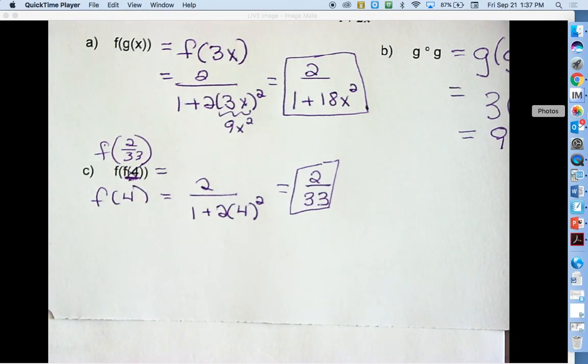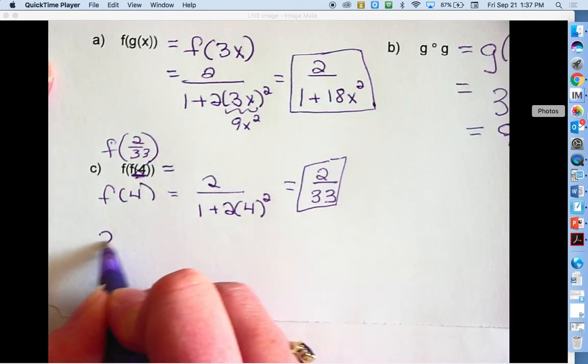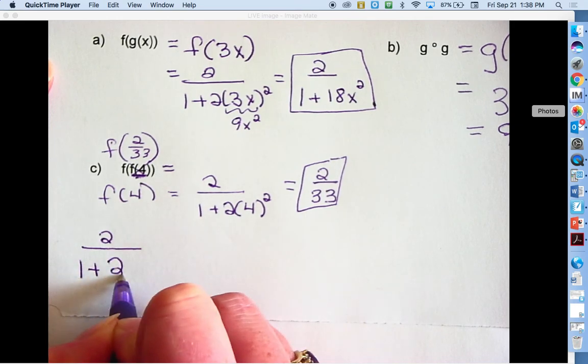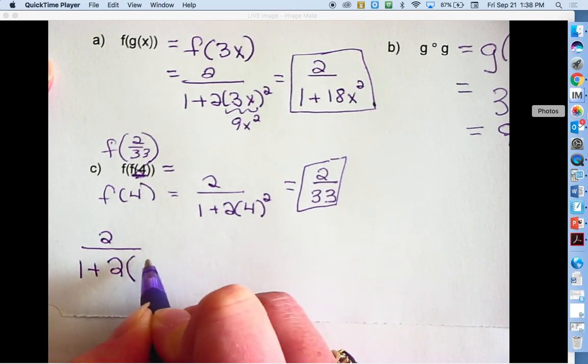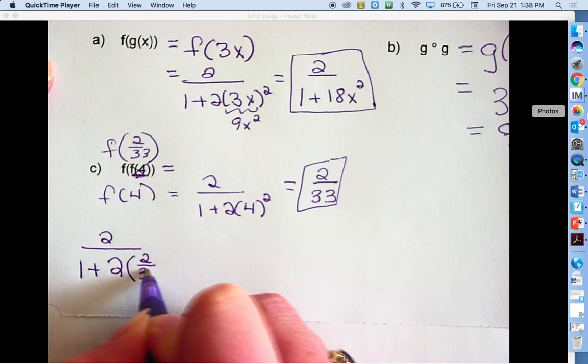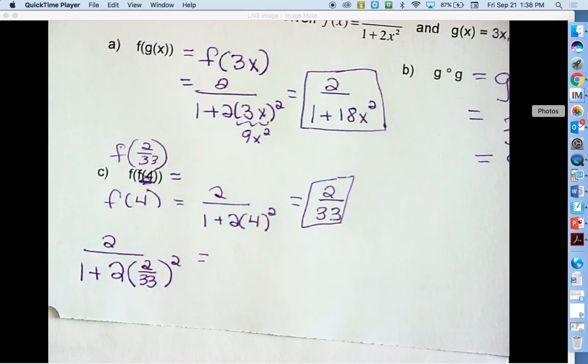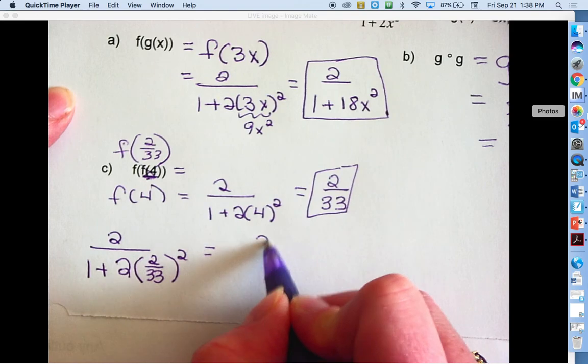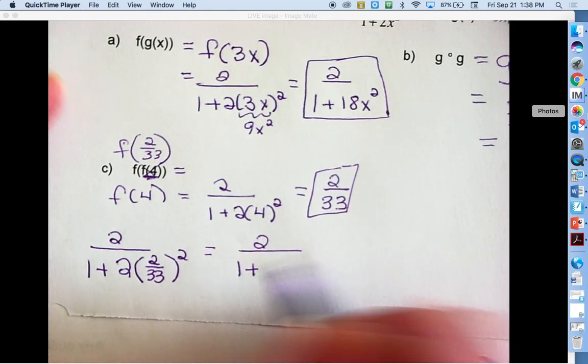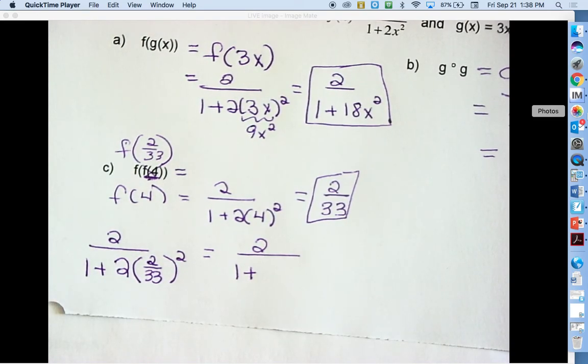So a second time, going back to that same function, 2 over 1 plus 2, but instead of x squared, we're now plugging in 2 over 33, which is just a lovely number to square. So we plug 4 in first, we got an answer. We're taking that answer, plugging it into f a second time. You might need a calculator to square 33. I will admit, I had to look it up in the calculator too. Didn't have that one memorized.